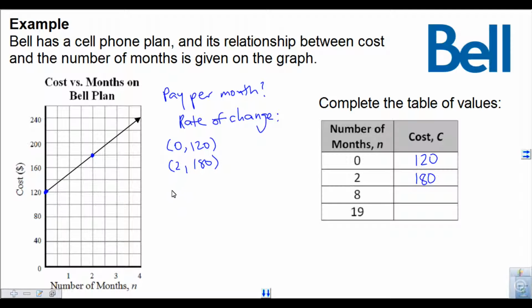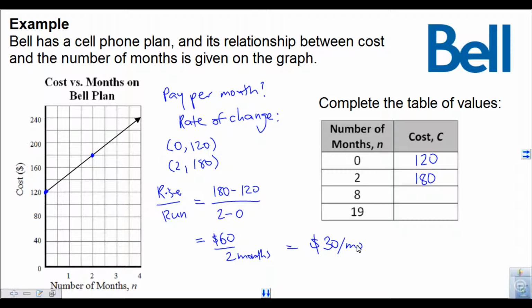Okay, let's calculate rise over run. Remember, we're going to subtract the y numbers, and then for the run, we're going to subtract the x numbers. So I'll do 180 minus 120 divided by 2 minus 0. So that's 60 divided by 2. That's 60 for the rise, right? These numbers are in dollars, and for the run, they're in months. So if I do $60 divided by 2 months, I get $30 per month. So this plan has a rate of $30 a month and an activation fee of $120.